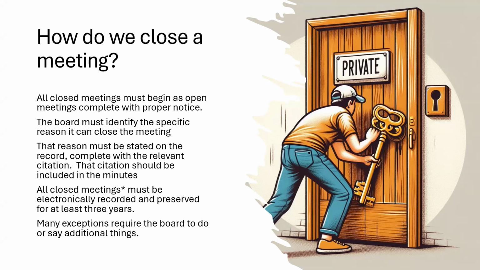Now, once that has been said, all closed meetings, with a big asterisk, must be electronically recorded and preserved for at least 3 years. Sometimes they have to be preserved for more, but the default rule is going to be that 3-year rule. Now, most of the exceptions that we're talking about do require the board to do or say additional things. So this is just the default set of rules, but you're going to want to have in mind the specific provision that you are looking at, and you're going to want to walk through that procedure very carefully. This is the kind of thing that you're going to want to give us a call. You're going to want to read the statute yourself.